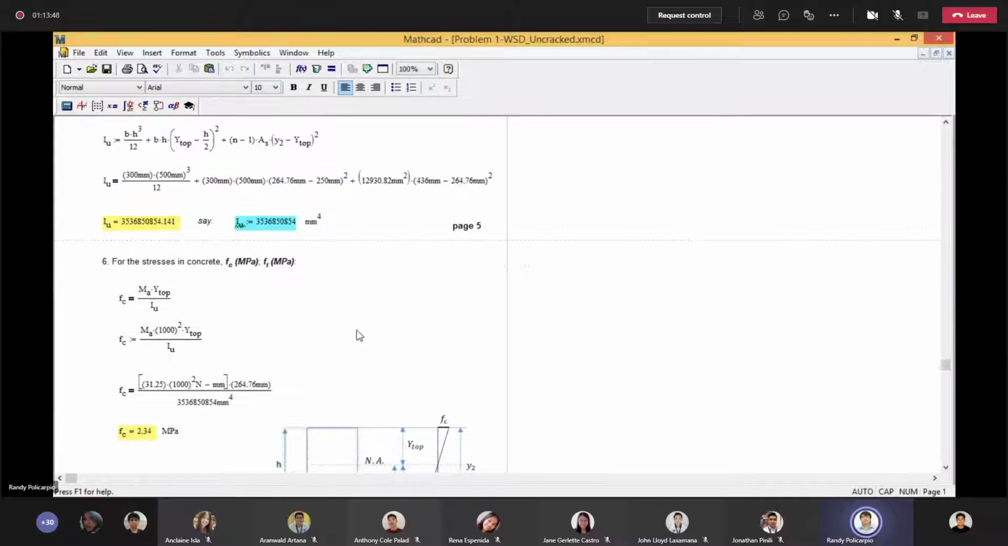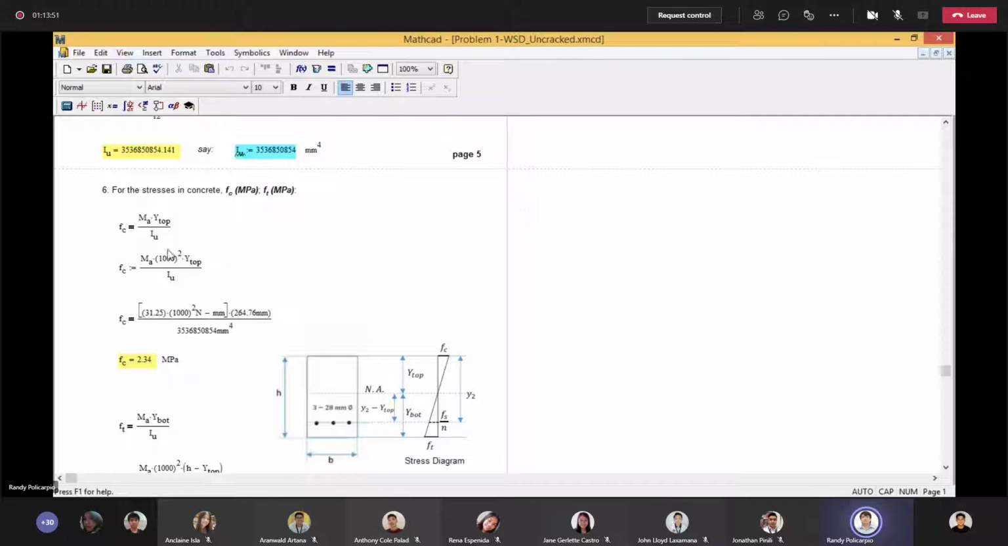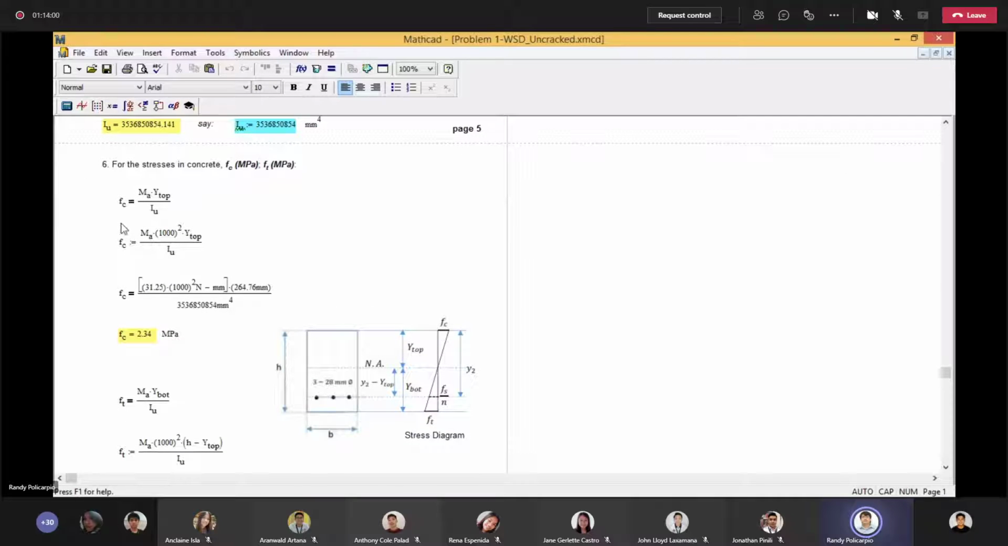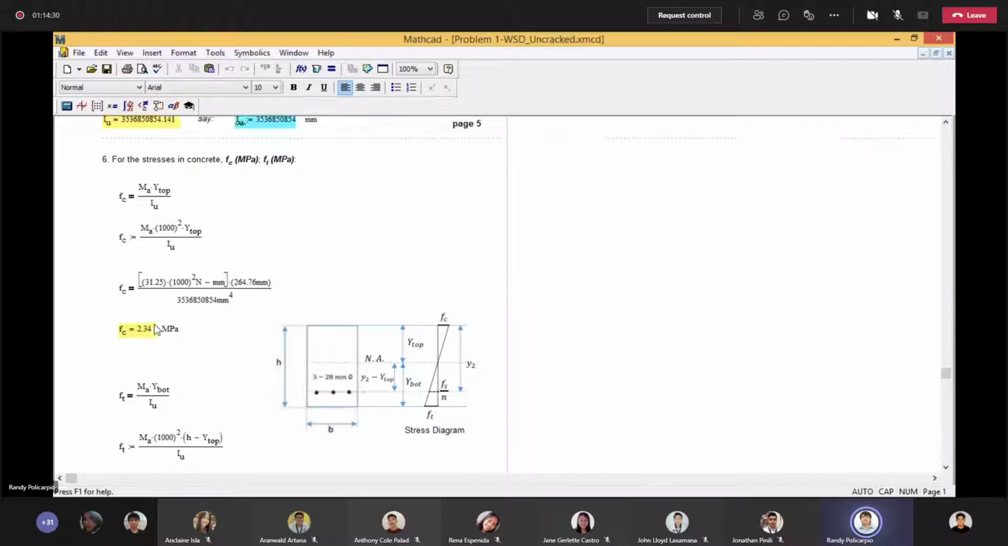Then after this, you may now solve the stresses because you already have the uncracked moment of inertia and also your distance, no? So this is it. To determine FC, okay, using the flexural formula, our stresses are based on the acting moment, no? So what you put here is MA. The distance for FC up to the neutral axis is Y top. So we use Y top there. And this is now the resulting stress for the concrete. So this is the maximum stress in our concrete.